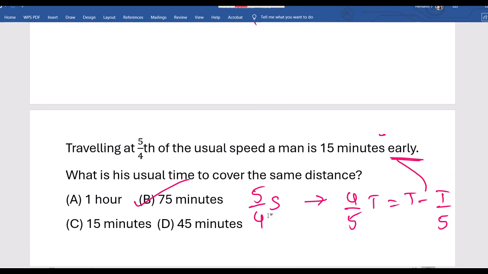S is normal speed. T is normal time taken. But here minus means early. How much early? T by 5. In the question they say 15 minutes. T by 5 equal to 15. T equal to 75 minutes.